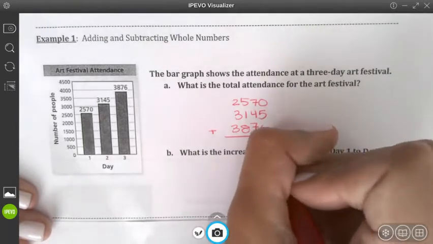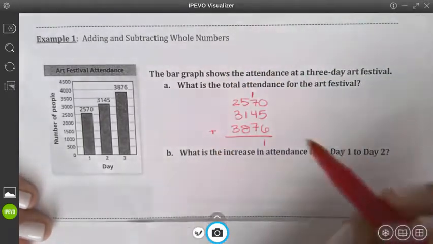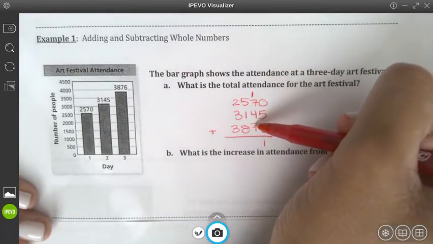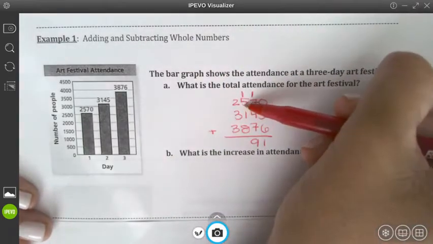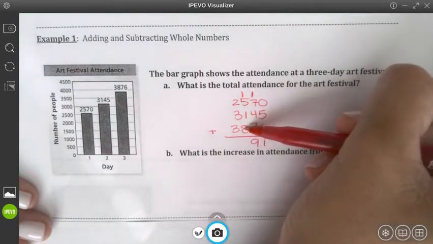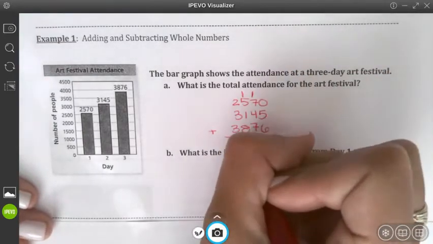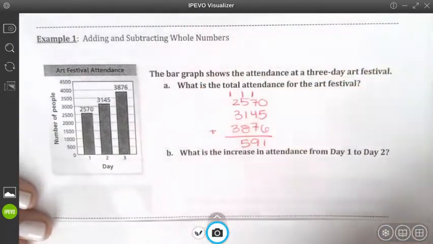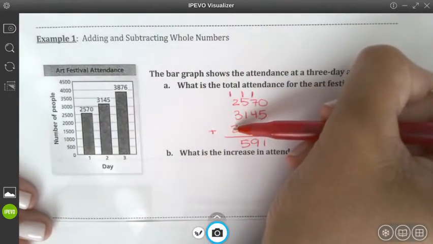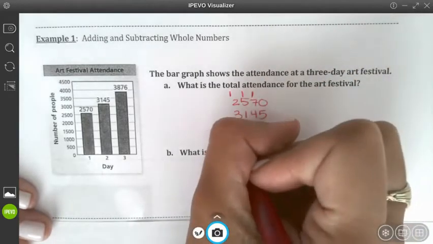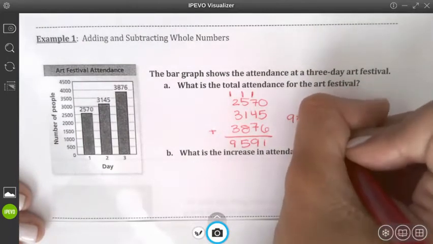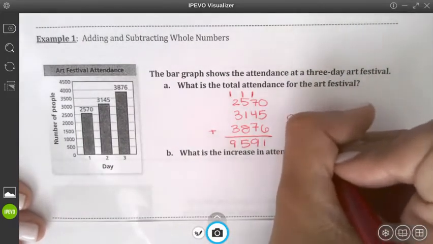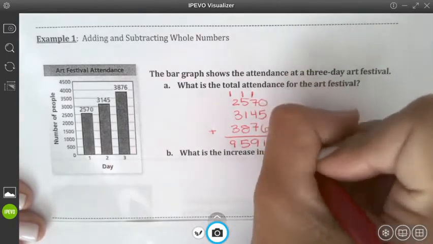0, 5, and 6 becomes 11. I carry the 1. 7, 4, and 7 become 18. Plus 1 is 19. 5, 1, and 8 is 14. Plus 1 is 15. Carry the 1. And 2, 3, and 3 is 8. Plus 1 is 9. So my answer is 9,591 people. We make sure we label all of our word problems.